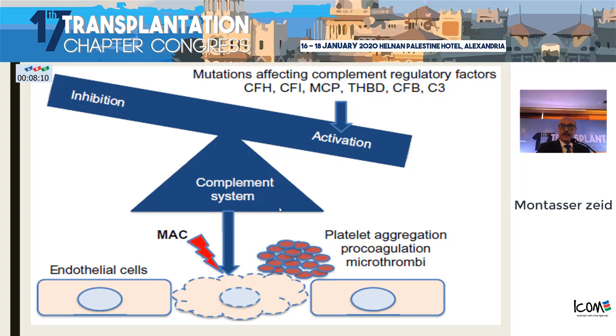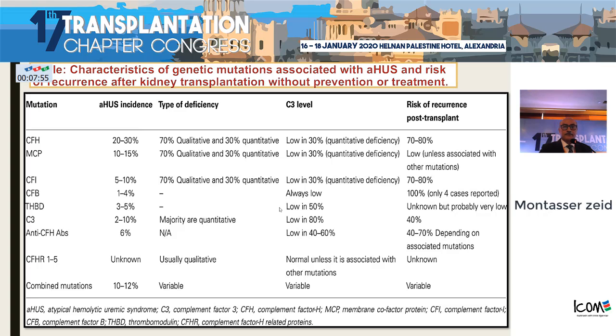Mutations affecting complement regulatory factors, such as complement factor H, complement factor I, membrane cofactor protein, thrombomodulin, complement factor B, and C3, result in activation of the complement system and are associated with atypical HUS risk after kidney transplantation. Complement factor H mutations occur in atypical hemolytic uremic syndrome in about 20 to 30% of patients, and the risk of recurrence post-transplantation is 70 to 80%.